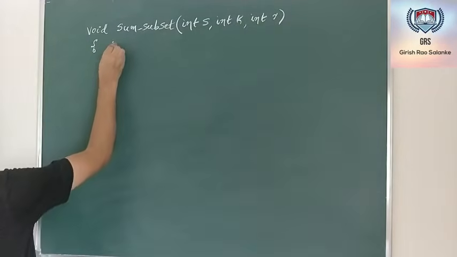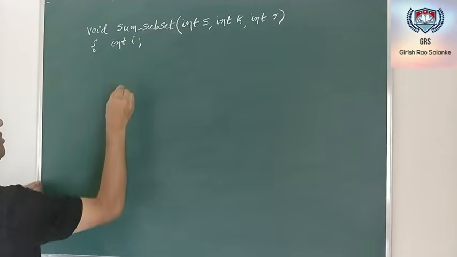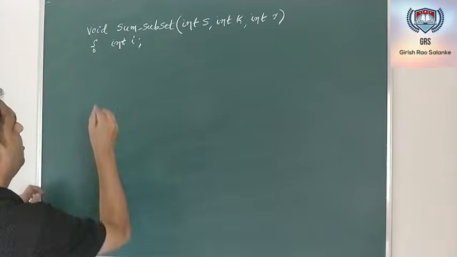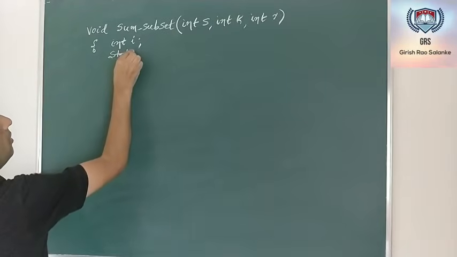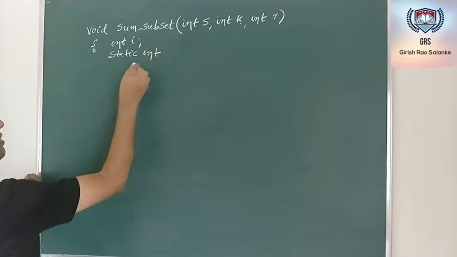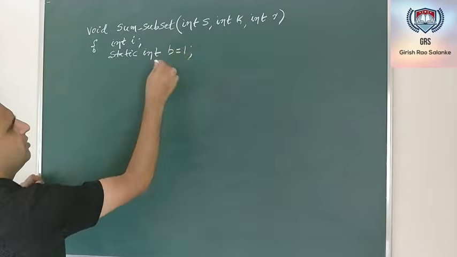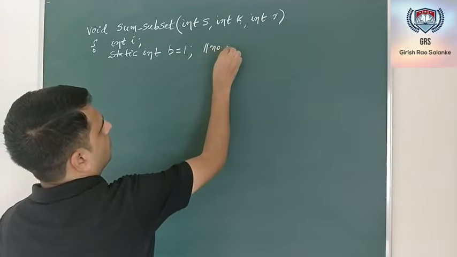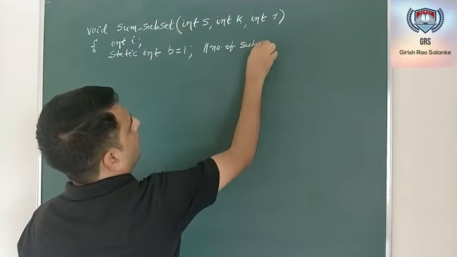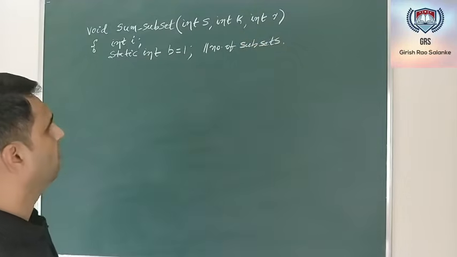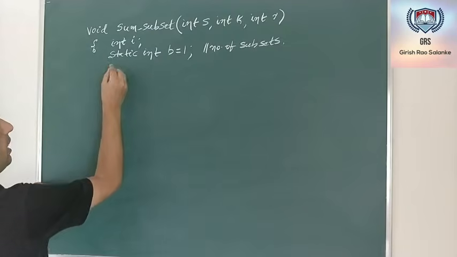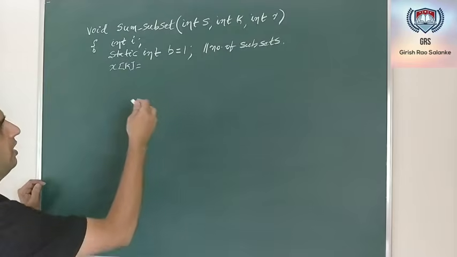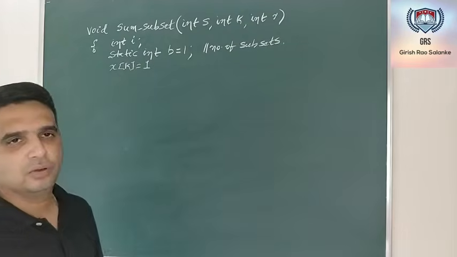Now within this function, let me have 2 variables: one variable by name i and one more by name b as a static integer, and I will initialize this b to 1. Now this b is basically for the number of subsets. Now what was the first step that we were supposed to do? First mark the first element, k was passed with 1.